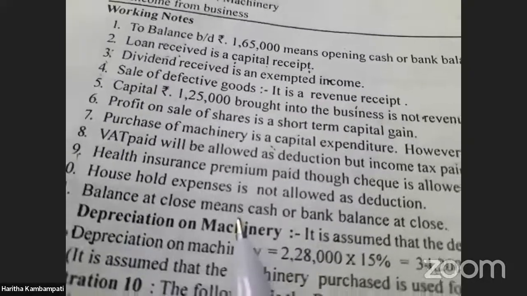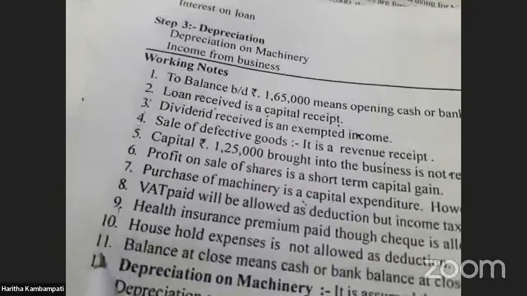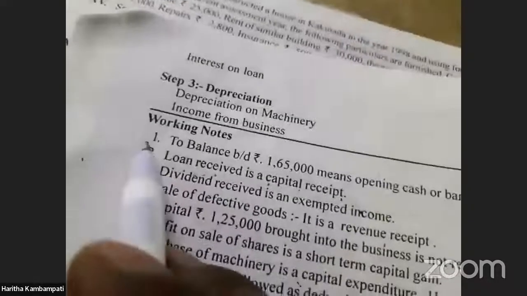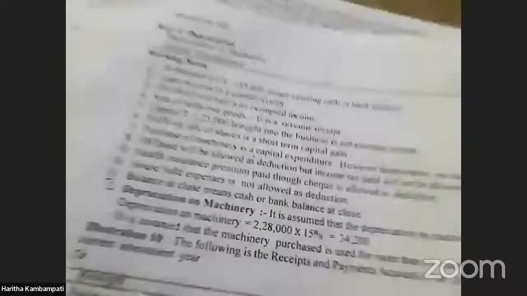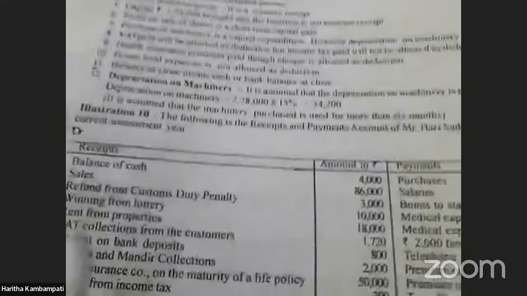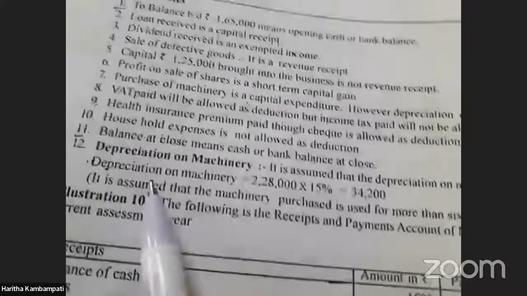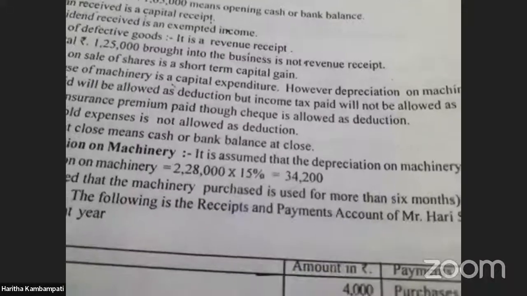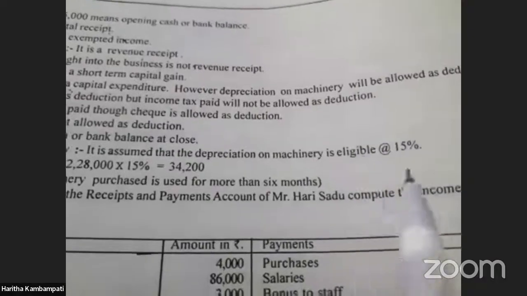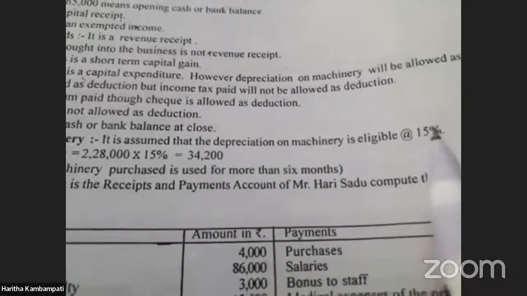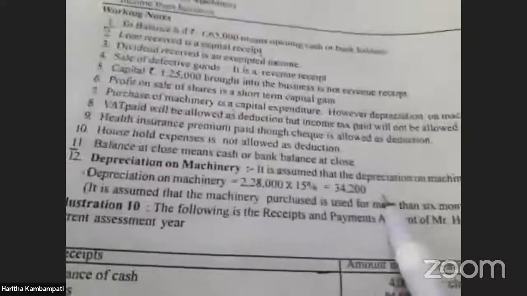Balance at close. This 11th item, first item, no need to consider. These are relating to opening and closing balances. Next, this is most important. Depreciation on machinery 15%, because usually they will be giving machinery itself like this.